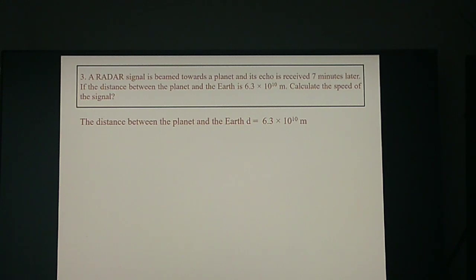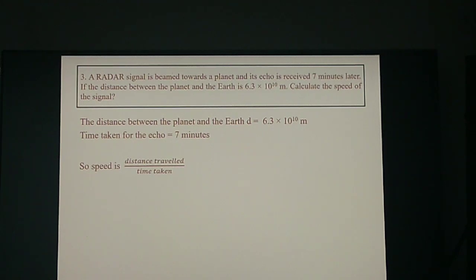Now we know that the distance between the planet and the Earth is 6.3 into 10 raised to 10 meter. The time taken is 7 minutes. But let me tell you, whenever such calculations are done, we are not writing time in minutes. We will be writing time in seconds. So 7 into 60 seconds will be the total time.